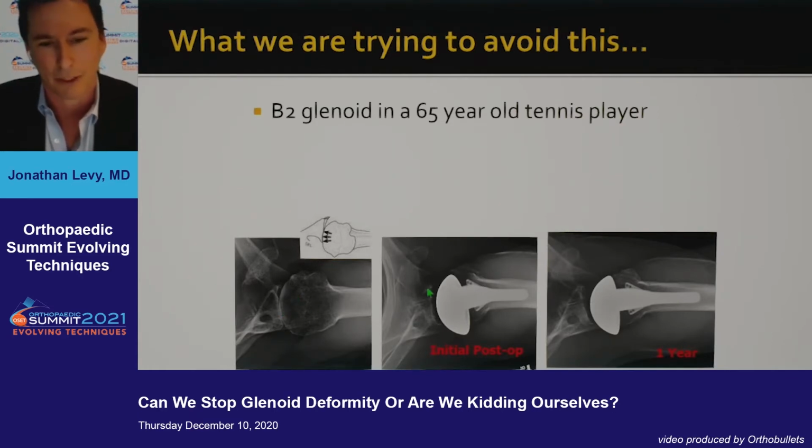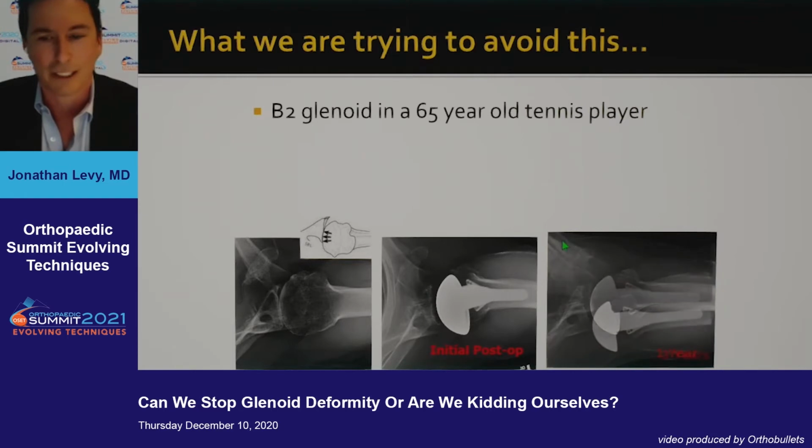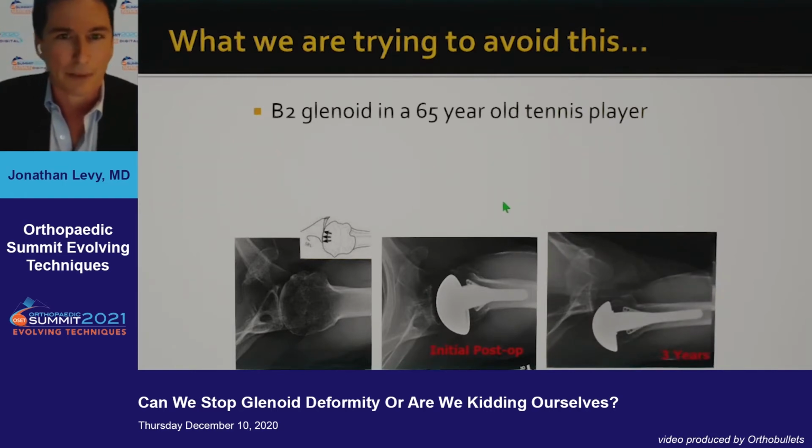And you can have this B2 glenoid. I did a partial correction, looks good at a year, but gosh, at 3 years it's coming out the back, and there's a problem. And I've probably seen this four or five times in my practice. It's very rare, but I think clinically this is happening more than we really appreciate.